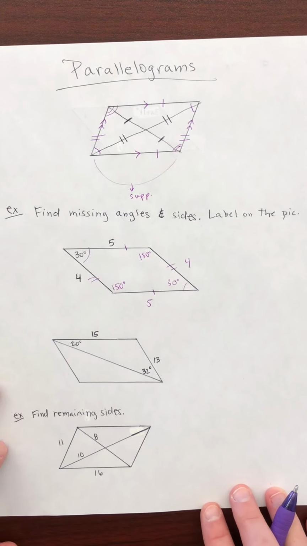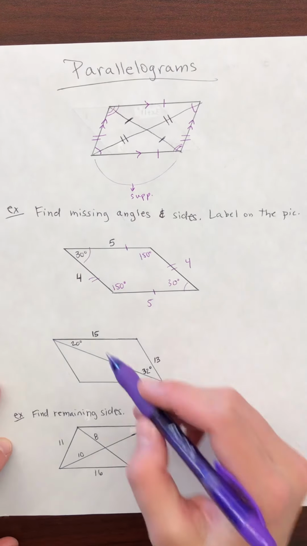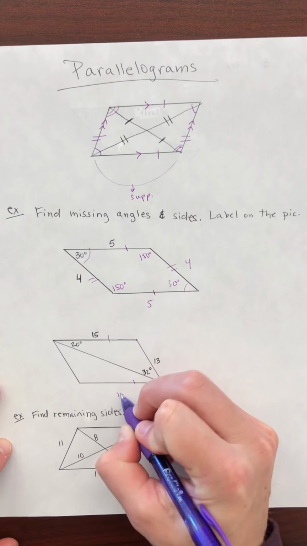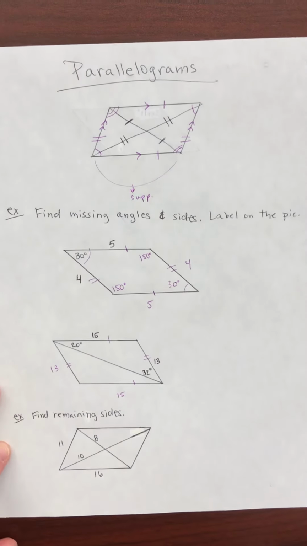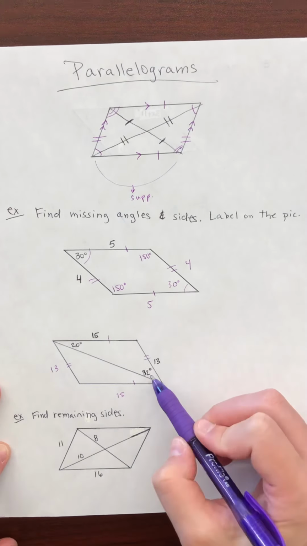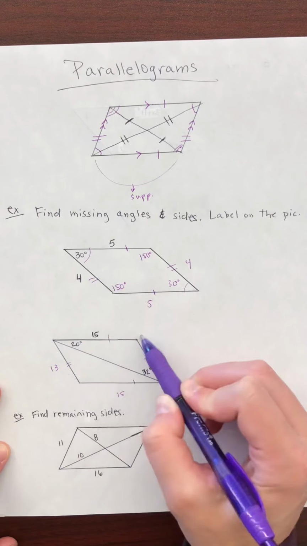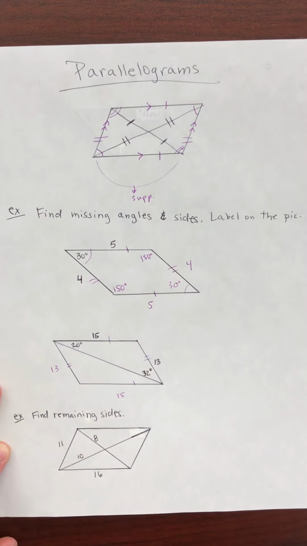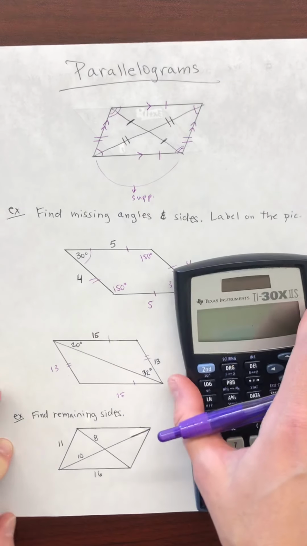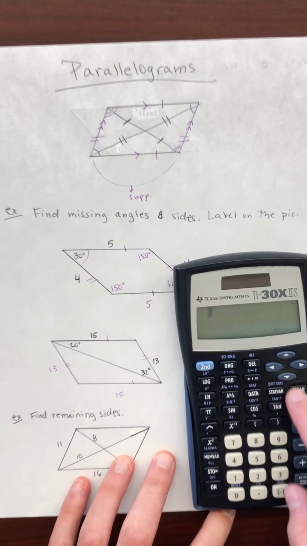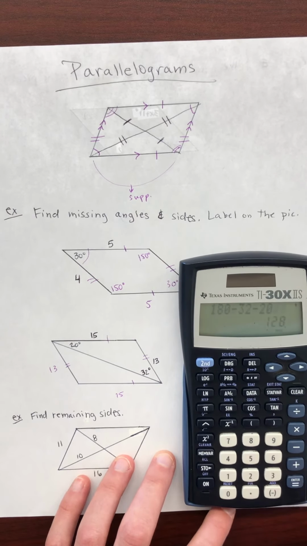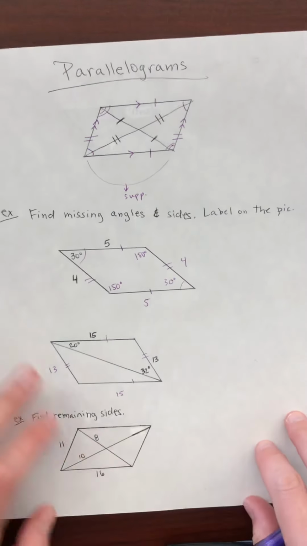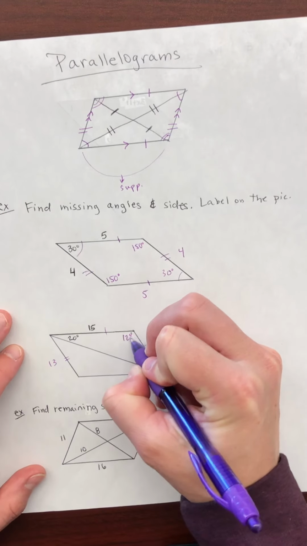Another example, if this is 15, then this is 15. If this is 13, then this side is 13, right? Opposite sides are congruent. We also know that this is a triangle, so then this triangle must add to 180. Get my calculator. So I would do 180 minus 32 and minus 20 to get my missing angle of the triangle. So then this would be 128.